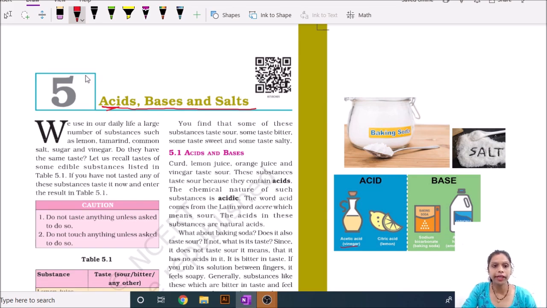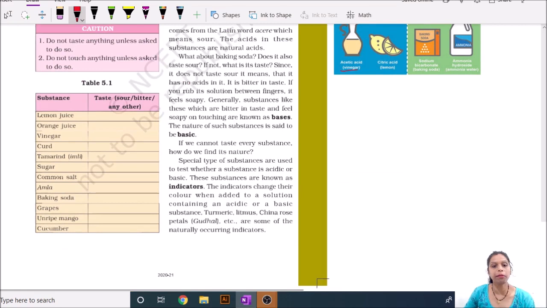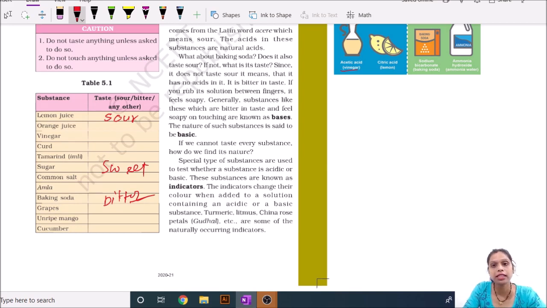Whenever you take a substance as shown in this table, like lemon juice, and taste it, you feel that the taste of lemon juice is sour, whereas sugar is sweet and baking soda taste is bitter. So different substances have different tastes.